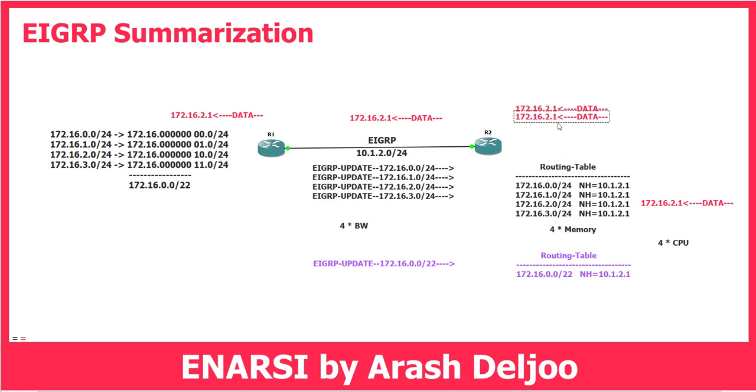Assume that this data is received by router 2. You know that here we have only 1 entry. All of the packets with destinations such as 172.16.0.1, 172.16.1.1, and 172.16.3.1, all of these 4 packets with different destination IPs, can match this 1 entry. Why? Because in all of the destination IPs, 22 bits are equal to this value. Actually, the summary includes all of these subnets.